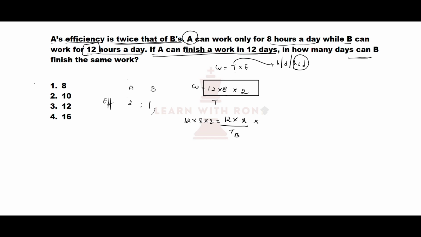And what is the efficiency here? B is 1. So simply X is equal to 12 cancel, 8 to 16. So B takes 16 days to complete the work. Let's see your next question.